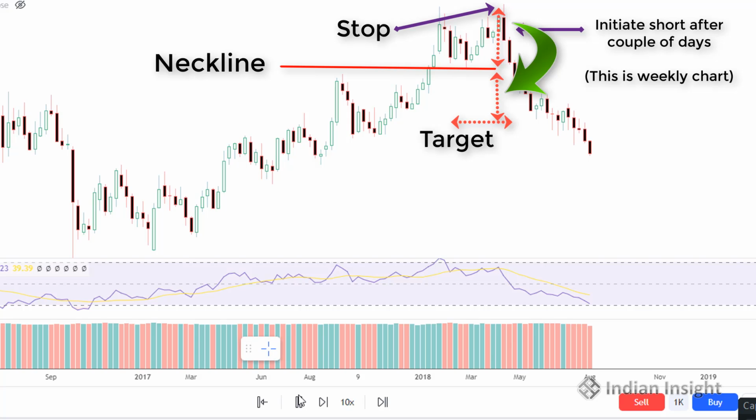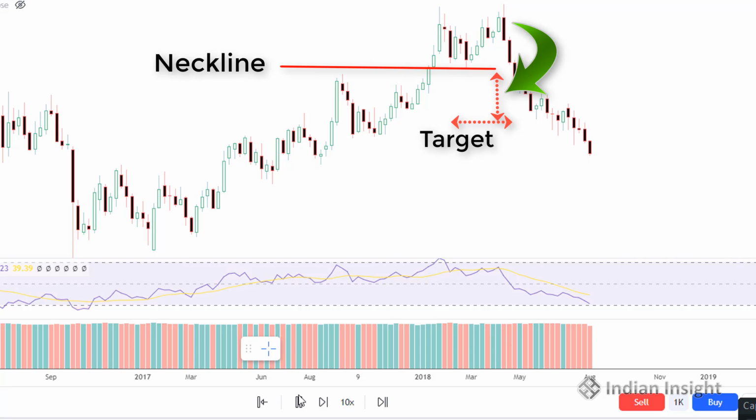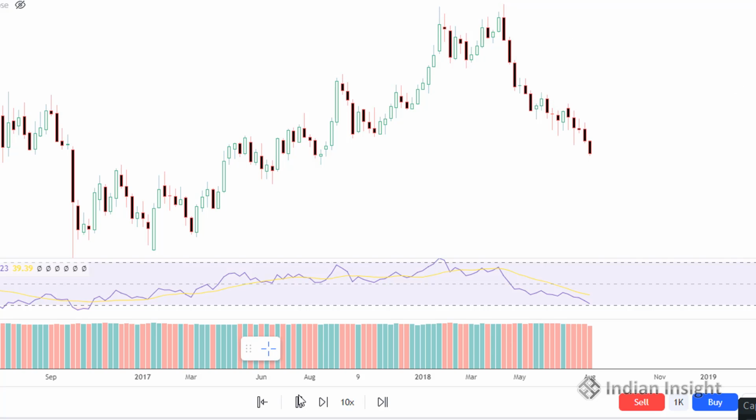Again, it's important to calculate the reward to risk ratio and only take a trade if you find that the reward to risk ratio is favorable. I prefer to avoid trades with a reward to risk of less than 2. Now let's look at how to trade double bottoms.